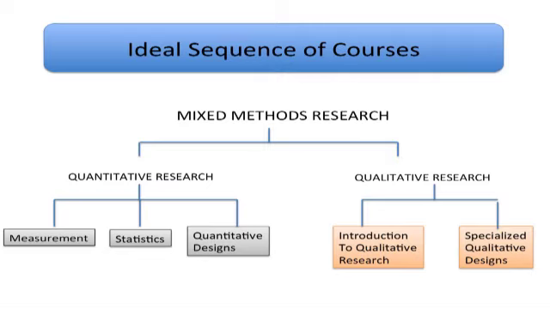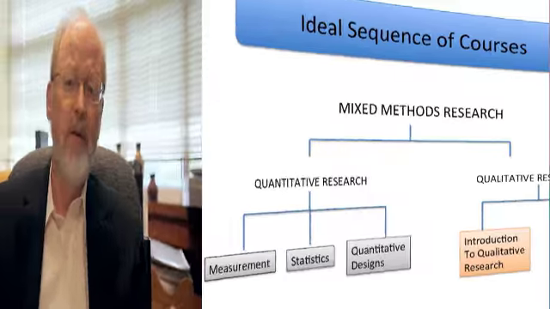On the qualitative side, they would take an introduction to qualitative research, and then they would move on to a more advanced course in one of the specialized designs. For example, they might take a course on grounded theory, or discourse analysis, or case study research. So once a person has courses on both of these strands, then they are adequately prepared to move into a mixed methods project where they would be combining both quantitative and qualitative research.